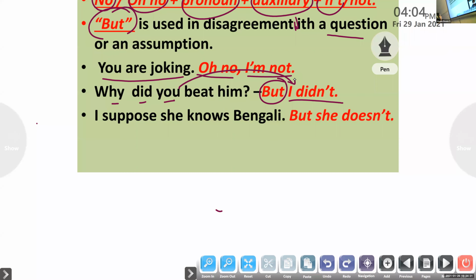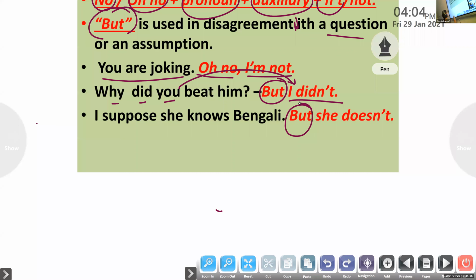Clear? Now, here is an example for an assumption. I suppose she knows Bengali. Actually, she doesn't know how to speak in Bengali. This I'm just assuming, I'm just guessing. I suppose she knows Bengali. So what will be your answer? If it is an assumption, there also you can use the word but.